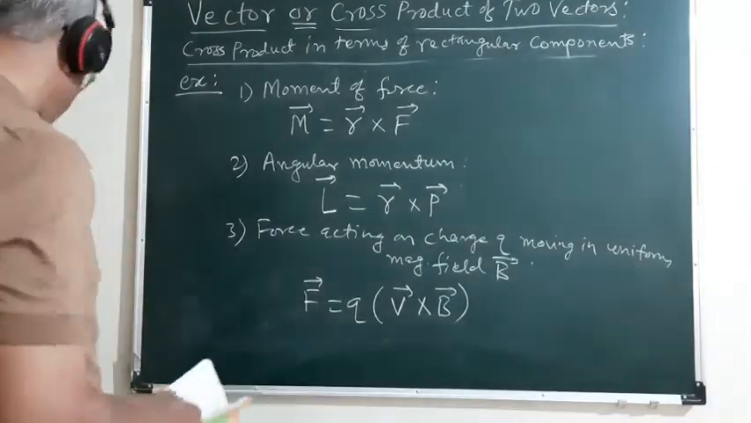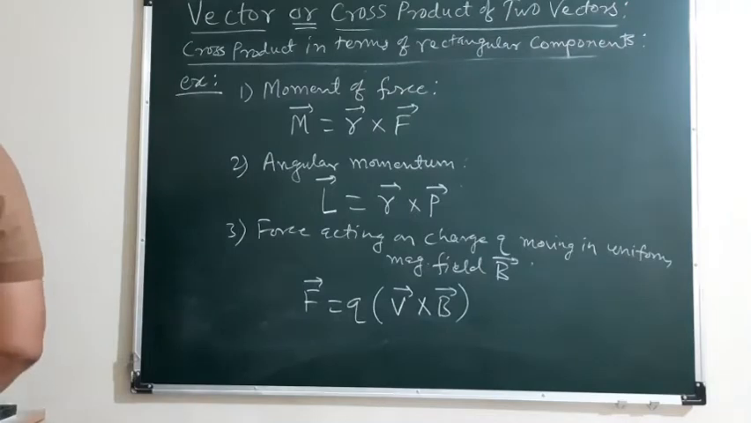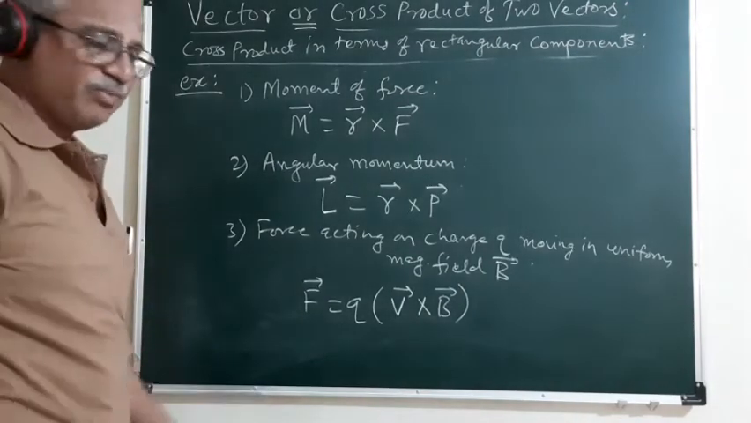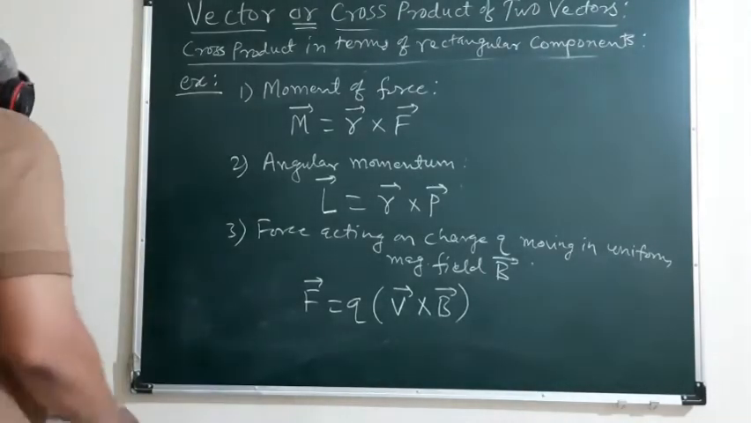So these are certain examples of the vector product of two vectors, and with that we'll close it here for this video, for this lecture.